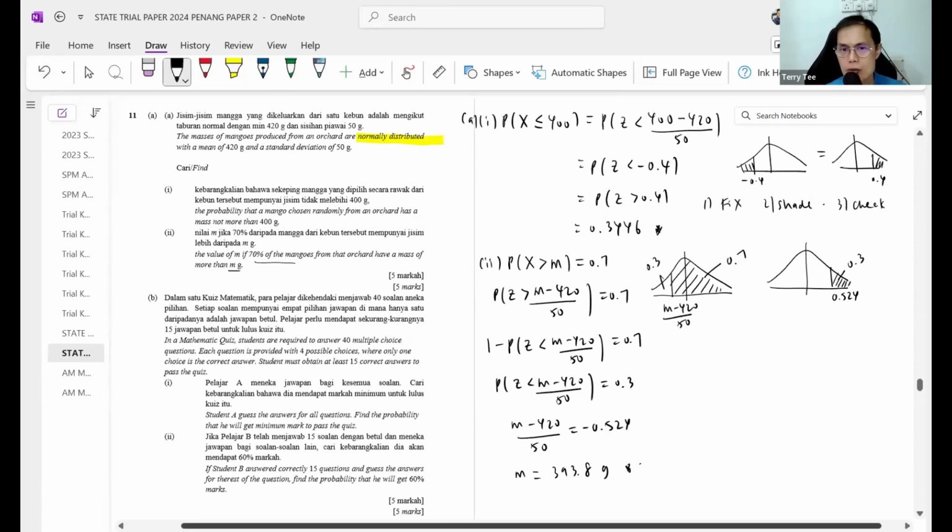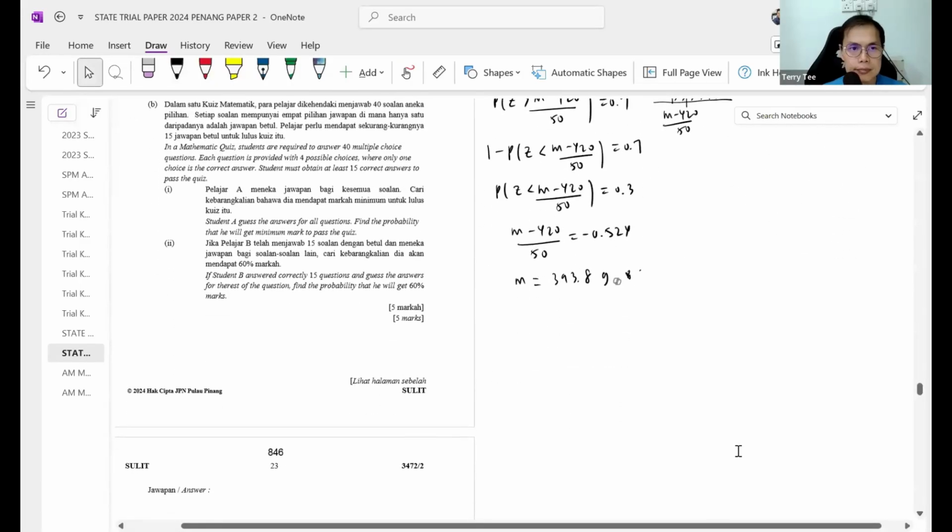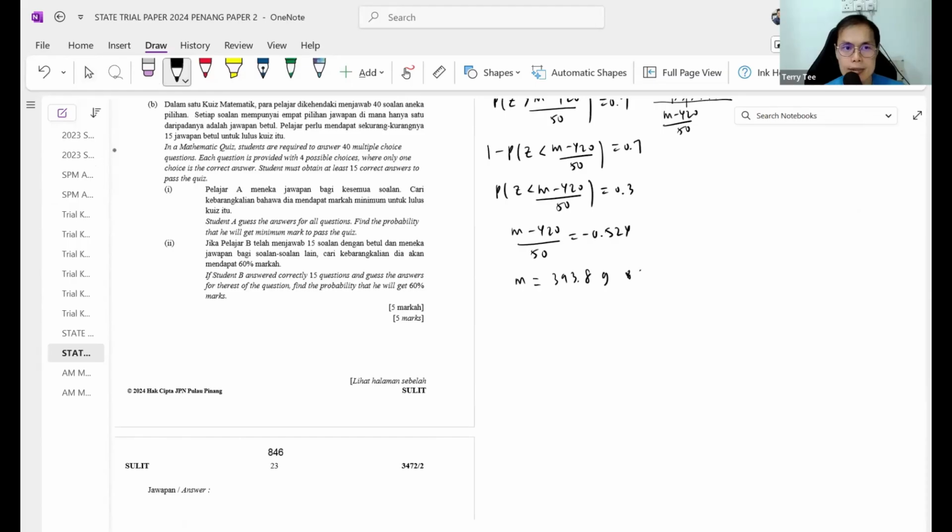Okay, second part, we're going to use binomial. Yes, it is a binomial here. Read the question. In a mathematics quiz, students are required to answer 40 multiple choice questions. Each question is provided with 4 possible choices where only one choice is the correct answer. Students must obtain at least 15 correct answers to pass the exam. So what is your n for the objective question? What's the probability of getting a correct answer? 1/4 or 0.25. Now, they say student A guesses the answer.